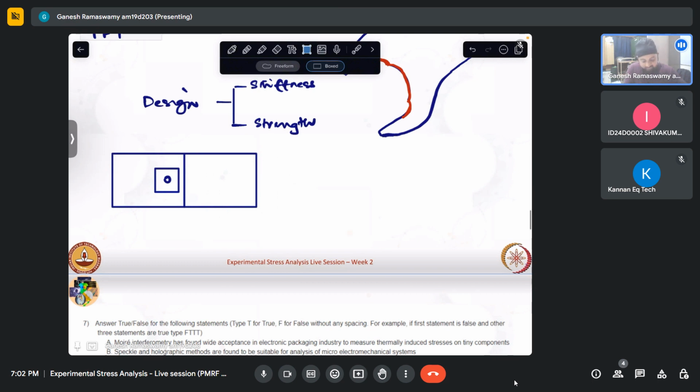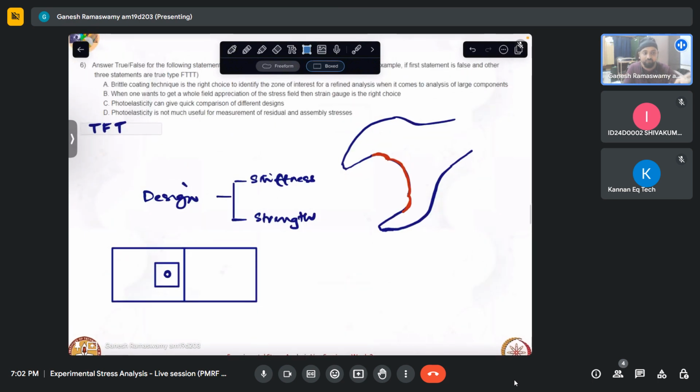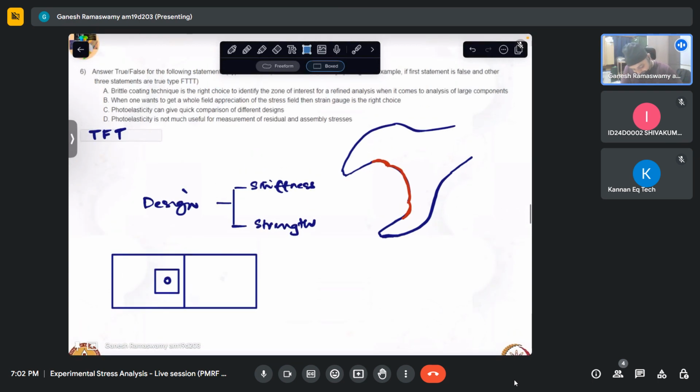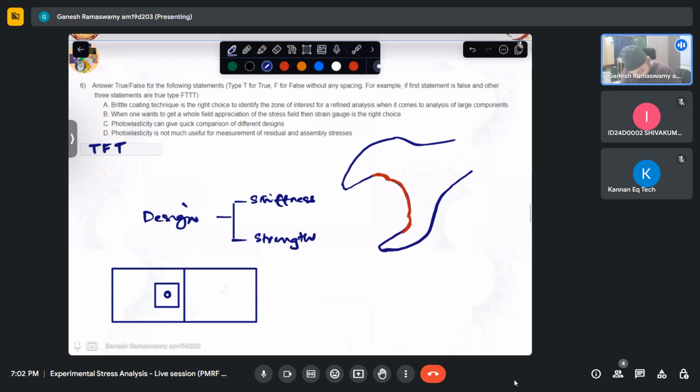And residual stresses need not come about just because of welding. Of course, you only mentioned it as an example, but it can be due to out of planeness, imperfections. There are many things that can come about. Even flange and webs, where they are connected, there could be residual stresses. So at such locations, this method can be used. So I hope that is clear. Yes. So this can be used for measurement of residual and assembly stresses. Yes. Okay.